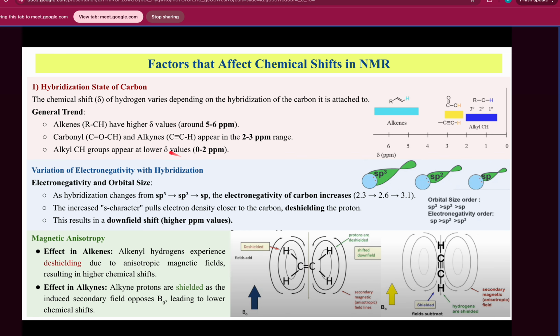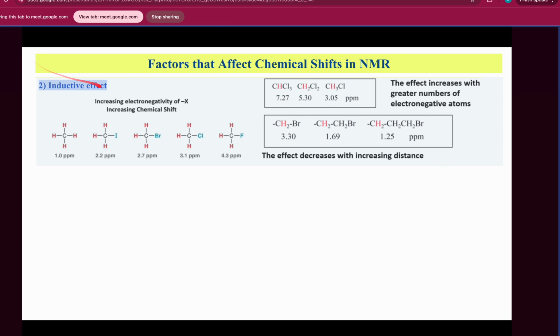From this slide, you only have to keep one thing in mind, which is the hybridization state. The higher the electronegativity, the higher the de-shielding effect, and the higher the value of del, that is the chemical shift. The second effect is the inductive effect, which means the electron withdrawing effect. This effect increases with a greater number of electronegative atoms, because electronegative atoms have a higher inductive effect. So this is the comparison. In this case, we have CH4, and if one I is present, it is 2.2 ppm.